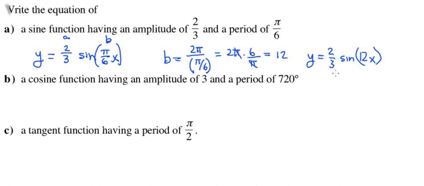Okay, so the amplitude's pretty straightforward. You just write it out front. But if we give you a period, don't trust that. The b value here is not the period, it's 2 pi divided by the period.